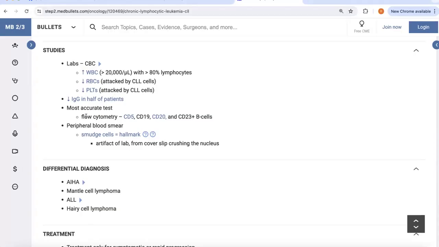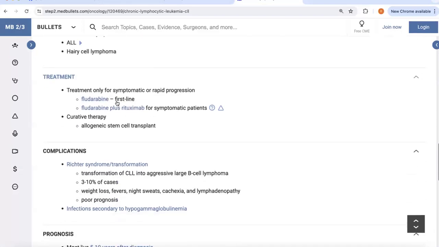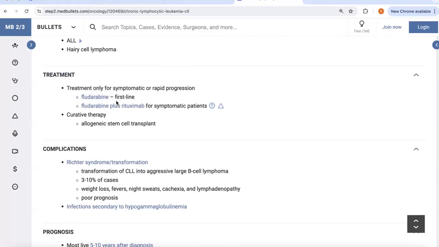And in this patient, the most accurate test is also flow cytometry. If you do a peripheral blood film, you can get smudge cells in this patient. So these will sometimes be a clue in the exam question. Okay, so full blood count with a peripheral blood film followed by flow cytometry is the main investigation. Treatment. Now this is important. You only treat a CLL patient if they're symptomatic. If they're asymptomatic, you don't treat them. And the treatment of choice is fludarabine.